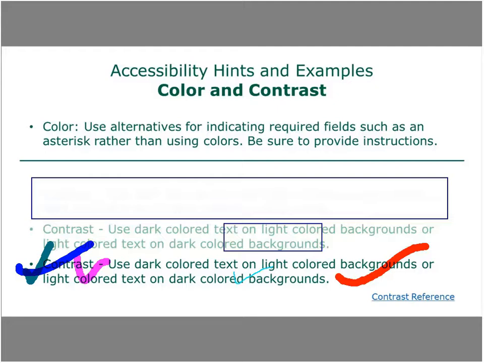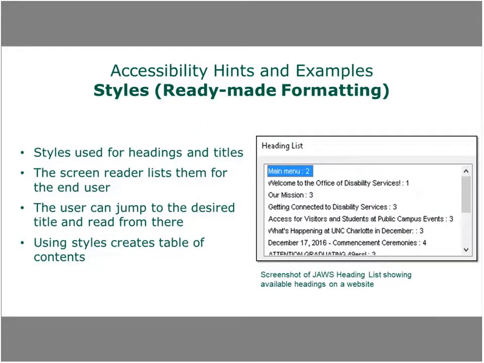The next thing that will help you make your document accessible is using styles. Styles are used for headings and titles. For example, heading level 1, 2, and so forth, and the title, and so forth. These headings should be readable by the screen reader. And what happens is the screen reader will listen. This is a screenshot of some headings from a website.